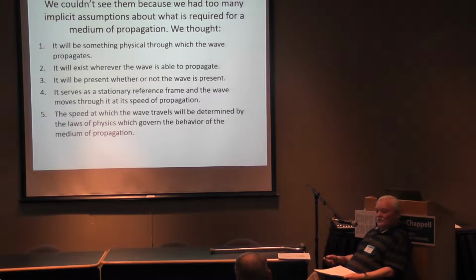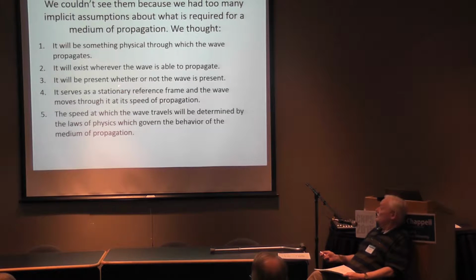We couldn't see them because of the human condition. You know how the Indian tradition has the wily coyote, who's the one who's always causing trouble? Well, the wily coyote is just the human condition at work. And being human, we had a lot of implicit assumptions about what mediums of propagation for waves had to be, and we hadn't really thought about them, but they have to be something physical through which the wave passes, and they have to be there whether the wave is present or not, whether the wave is passing through it or not. It is a stationary reference that the wave passes through.